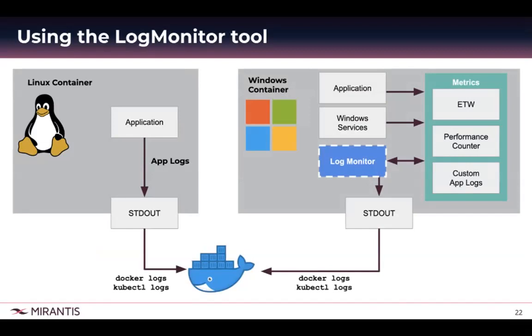So in this example on the right, we have a Windows container, and our apps and services are writing to these metrics locations. We have a Log Monitor binary that's reading those and passing them to standard out, and then the runtime is able to run Docker logs and kubectl logs to get that information. So very handy and very useful, and good to adopt this earlier rather than later.